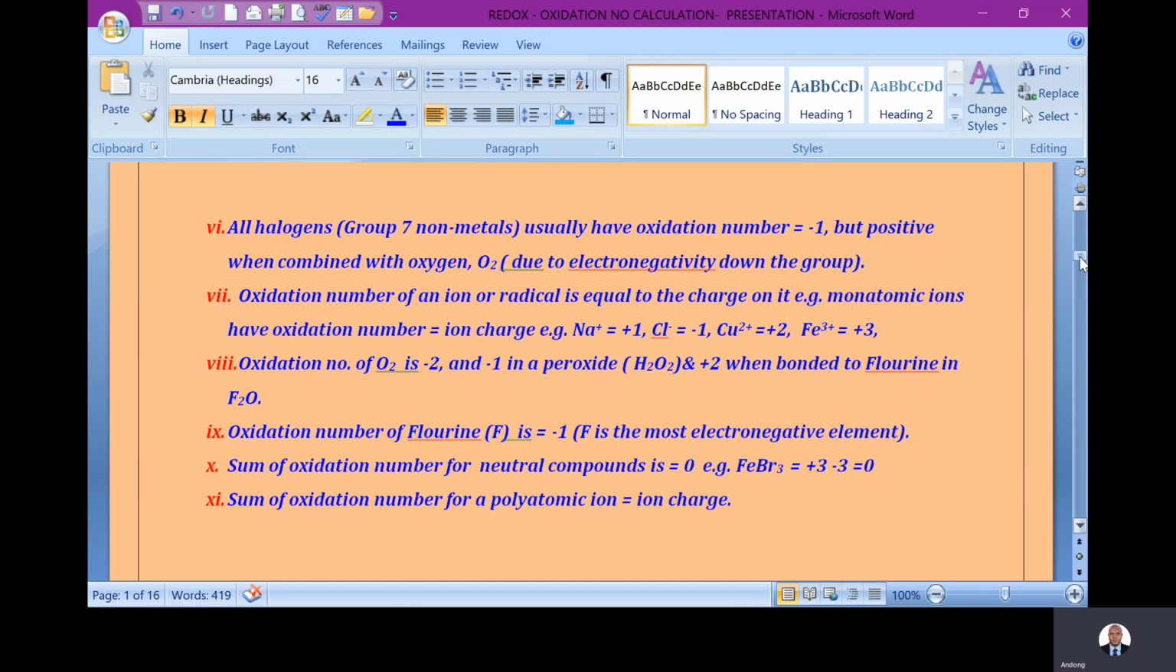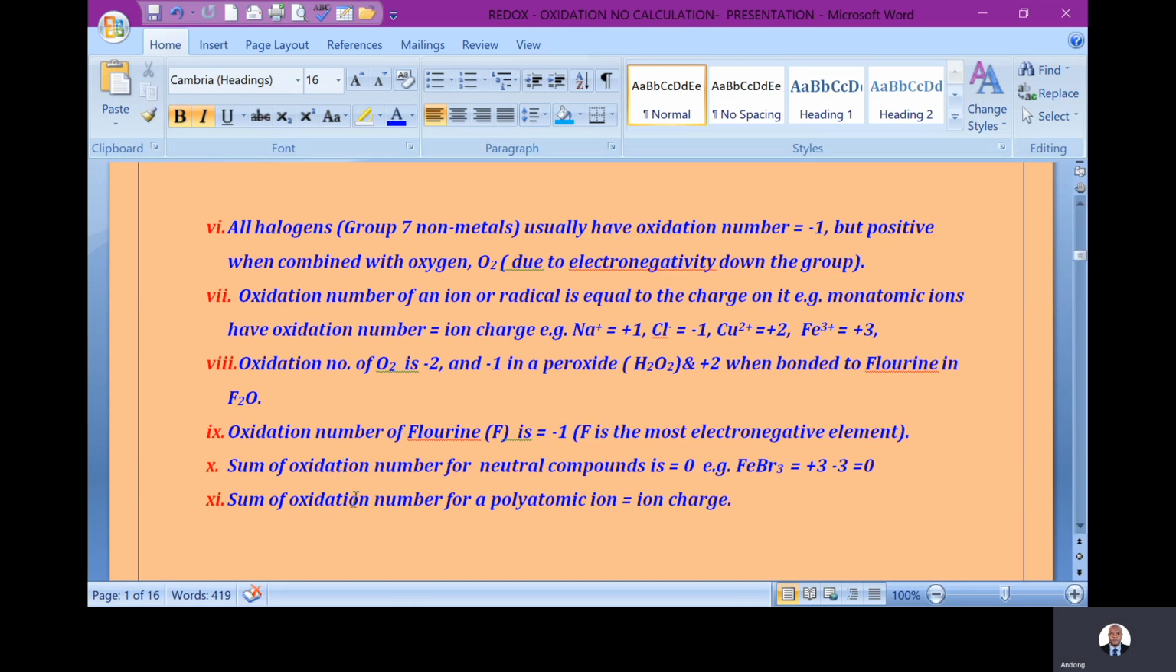Oxidation number of an ion or a radical, that is a polyatomic ion, is equal to the charge on it. We are talking of the carbonates. Carbonate is -2. That is the -2 indicates the oxidation number of that polyatomic ion. Oxidation number of oxygen is -2, but it is -1 in a peroxide. Oxidation number of fluorine is -1.